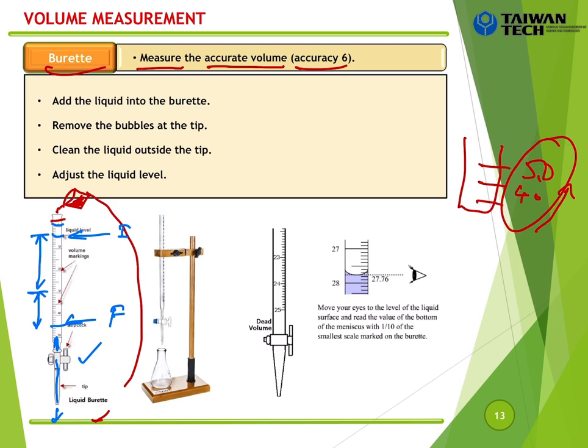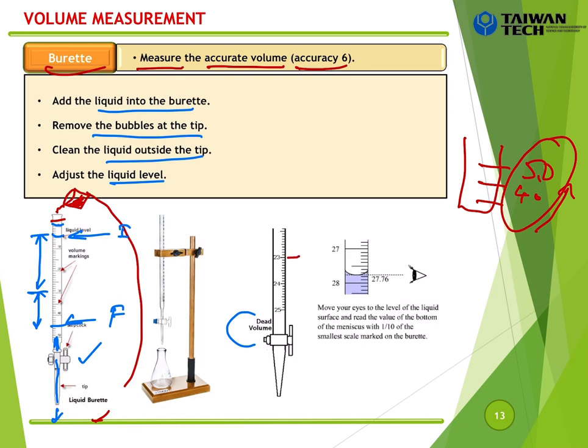Okay, so for here you can see we add the liquid into the burette, and then we remove the bubble at the tip, as I already mentioned, right? Then you clean outside the tip, and then you can adjust the liquid level. And for your use, I already showed you, right? But in the burette, we may have the dead volume. So what is the dead volume? Because from here to here, you can read the value, right?